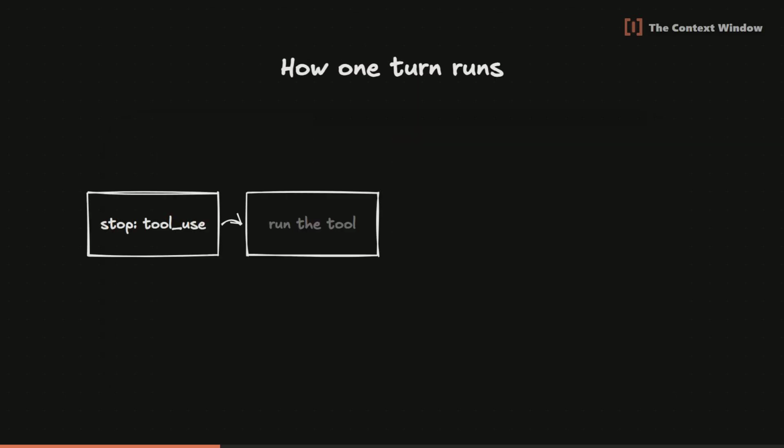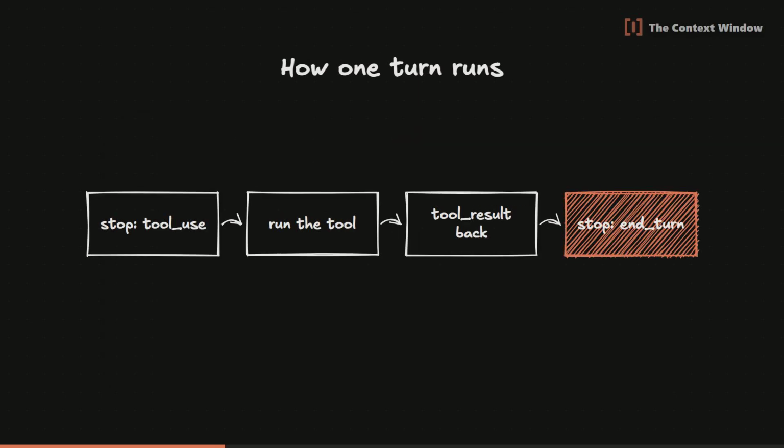Send a question, and Claude looks at it and decides it wants to search. The response comes back with a stop reason of tool use. That's the model raising its hand, saying it needs to run something. Your code runs the tool, passes the result back as a tool result, and the model keeps going. Search a little, read a little, search again. When it's finished, the stop reason flips to end turn.